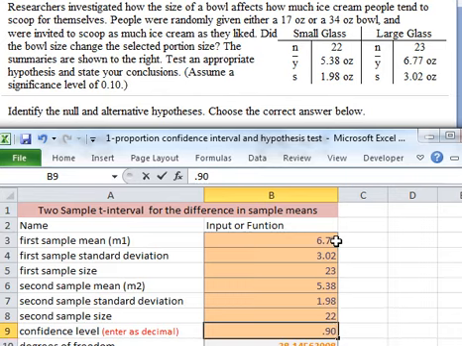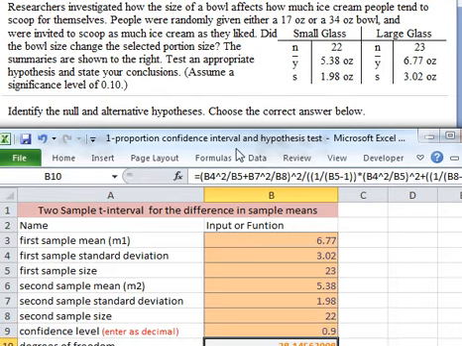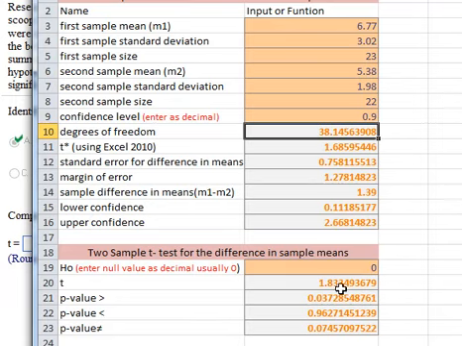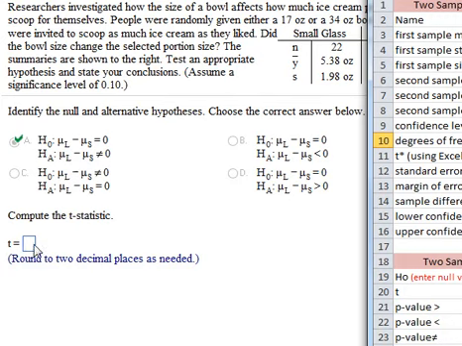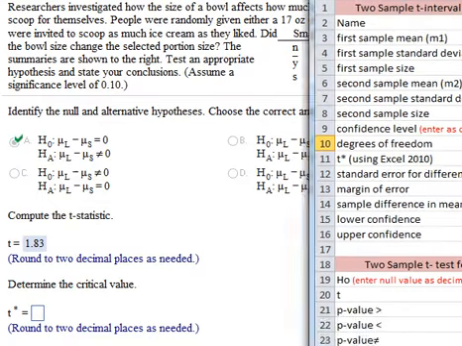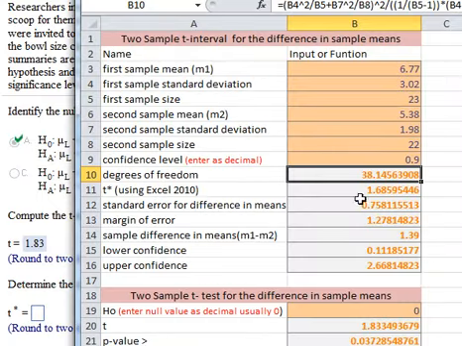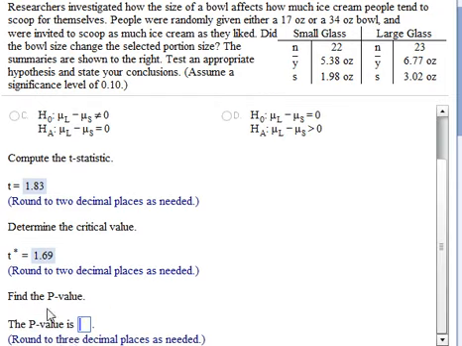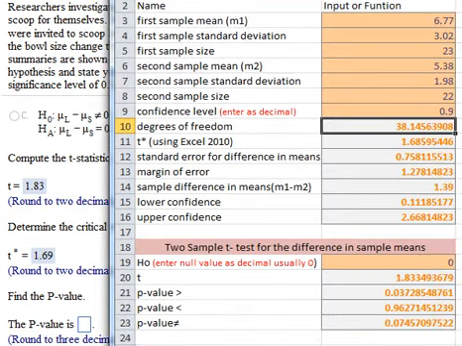And they said at an alpha level of 0.10, which corresponds to a 0.9 confidence level in your not equal to, your two-tailed hypothesis test. Okay, so your t-value is 1.833, 1.83 rounded to 2 decimal places. Now your t-star is right here, and it's going to be 1.69. And then your p-value for the not equal is right here, 0.07. That'll be 3 decimal places, so 0.075.